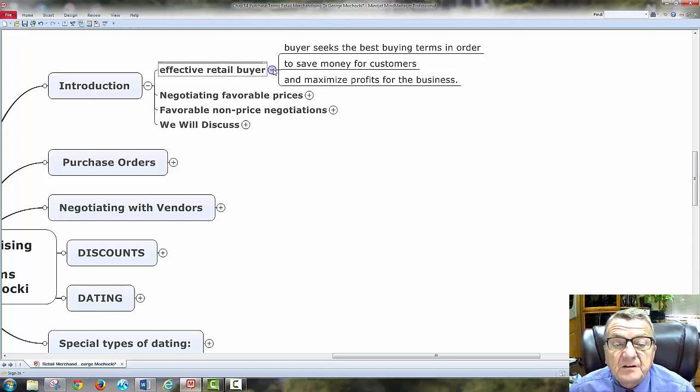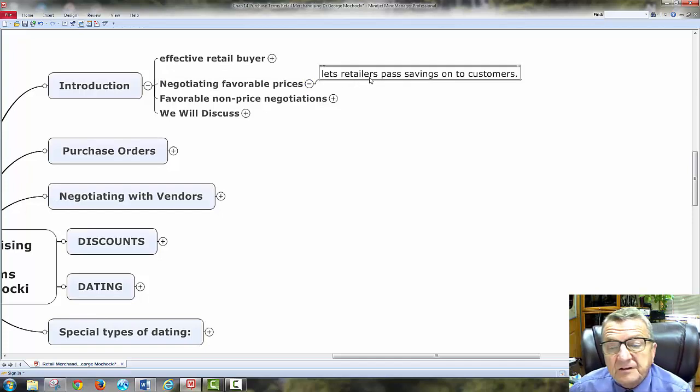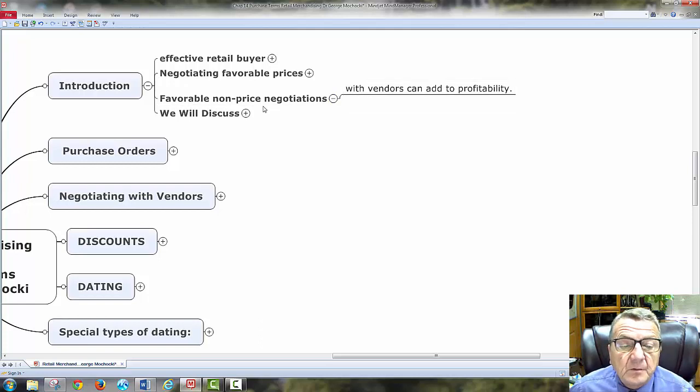So if I could reduce my expenses. Okay, negotiating favorable prices lets retailers pass on savings to the customers. I could if I want to, or I could have the customer have to me, but I'm still lower, or I'm at the same quality, at the same price range as my direct competitors. Okay, also favorable non-price negotiation with vendors can add to profitability. We're going to talk about this in discounting. That's when we get into the dating, not dating like going out, but date. I date something.